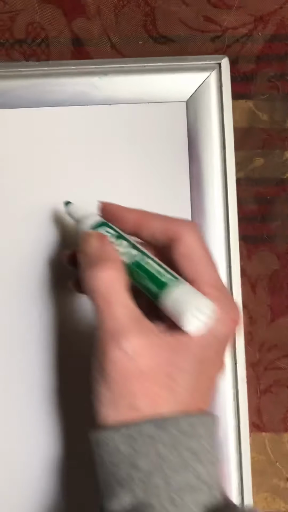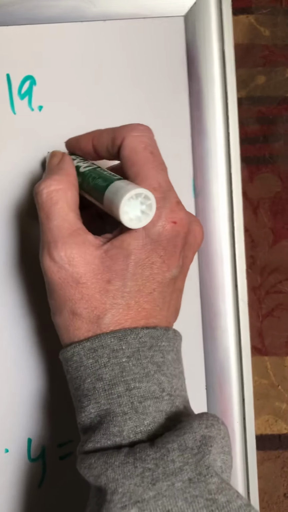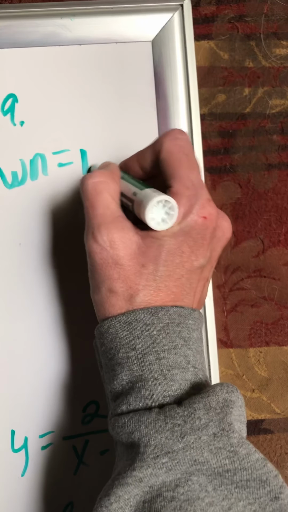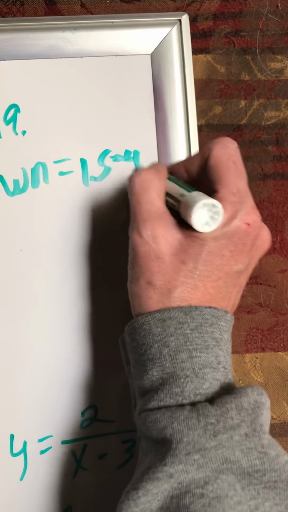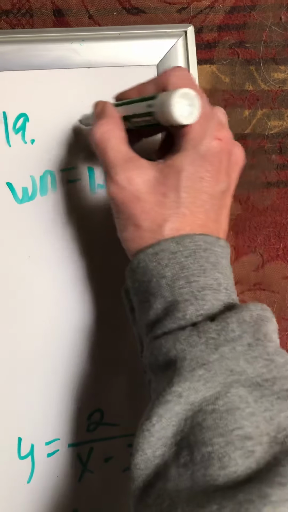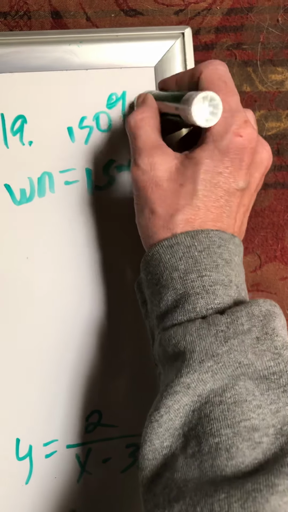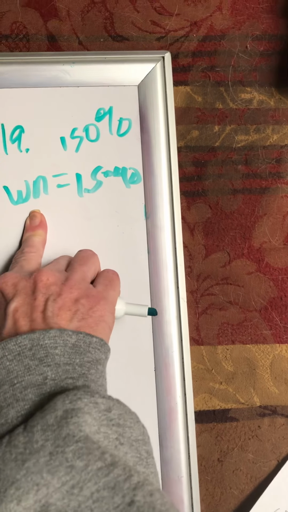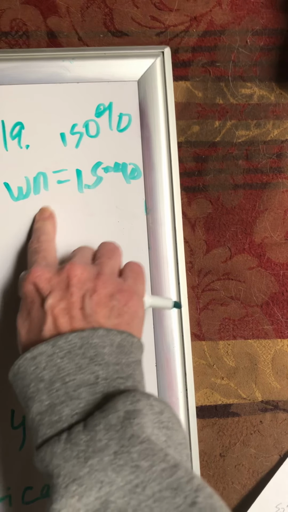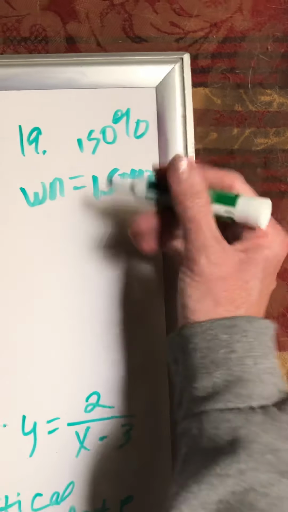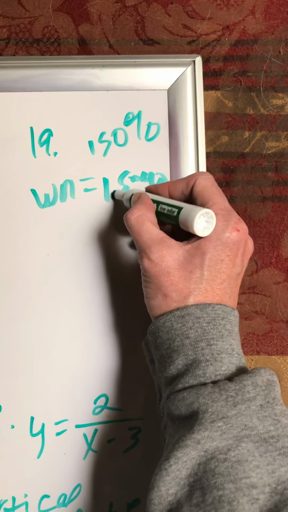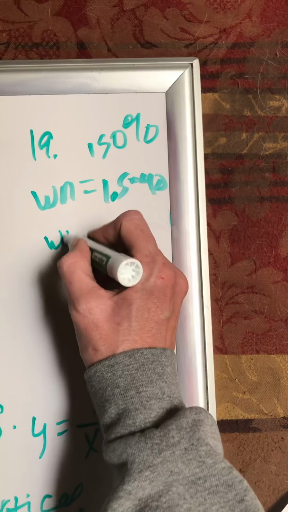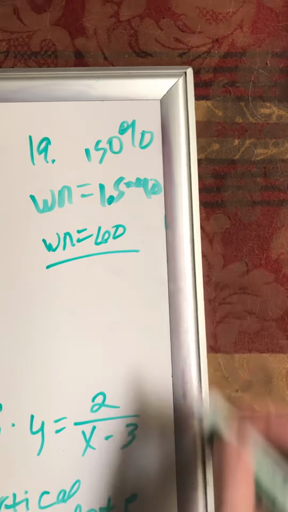Then the last one on this review is number 19, and it is what number is 150% of 40. So the biggest thing on this is I want you to write the equation. What number, or you can use an x, I don't care. You can use WN or you can use x. So what number is, that equals 1.5, that's 1.5 times 40. And then you put what number is 60. I want to see that work.